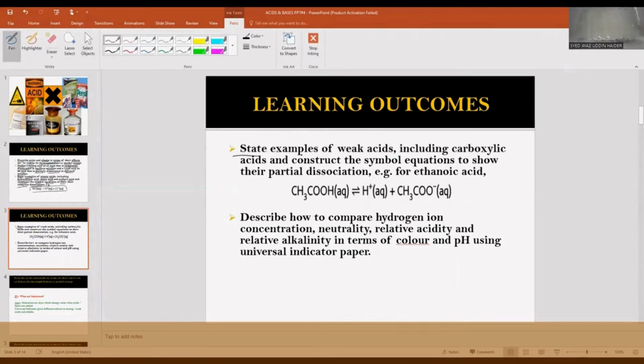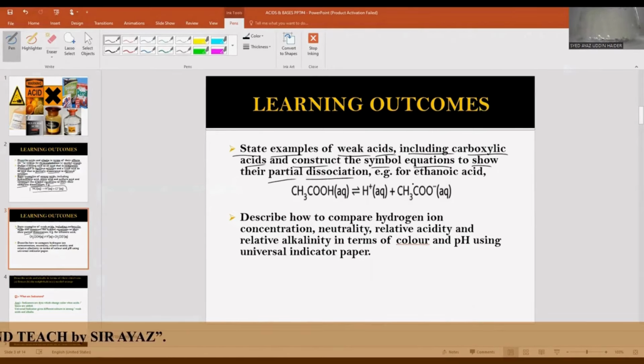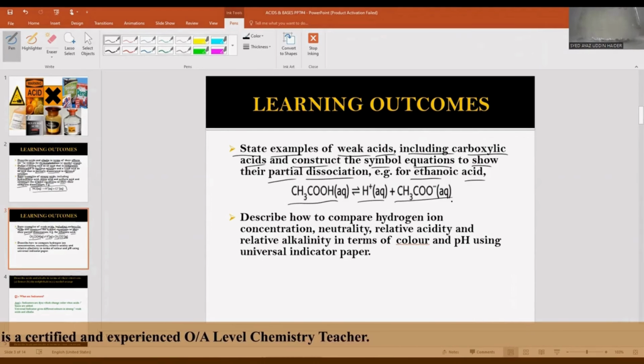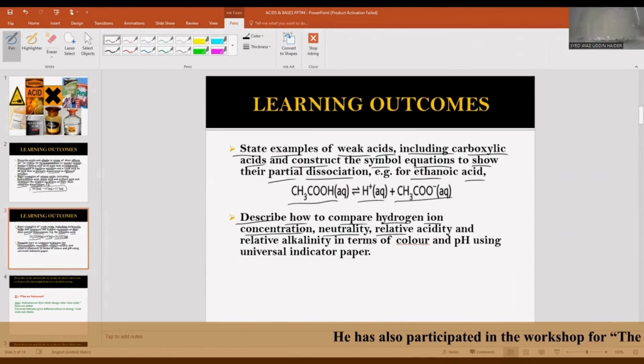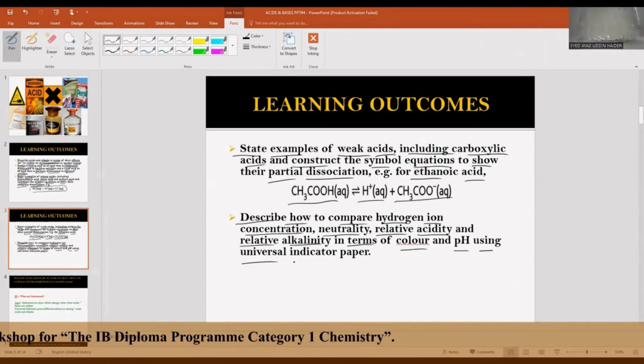State examples of weak acids, including carboxylic acids, and construct the symbol equations to show their partial dissociations. For example, for ethanoic acid, CH3COOH is the formula for ethanoic acid. It will dissociate to give H+ ion and CH3COO- ion. Describe how to compare hydrogen ion concentration, neutrality, relative acidity, and relative alkalinity in terms of color and pH using universal indicator paper.